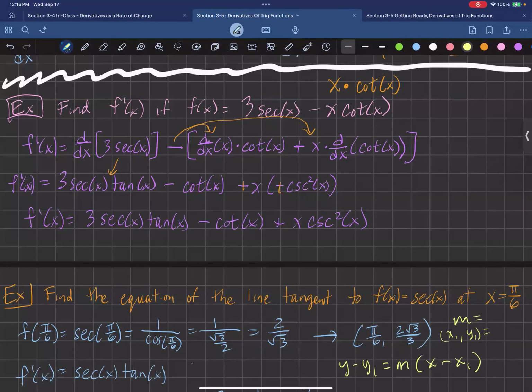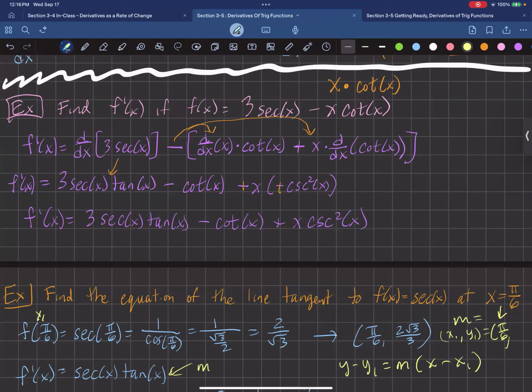M we can find here. That's going to be our m when we plug in our x. Our x1 is going to be the pi over 6. To find y1, we've got to plug it in. F of pi over 6 will be y1. So that's secant pi over 6.